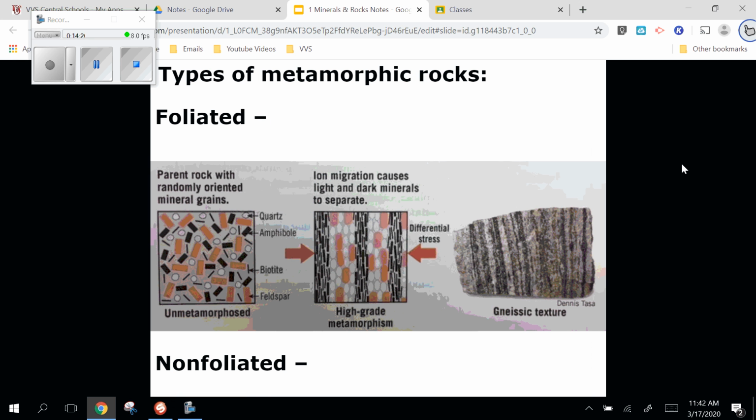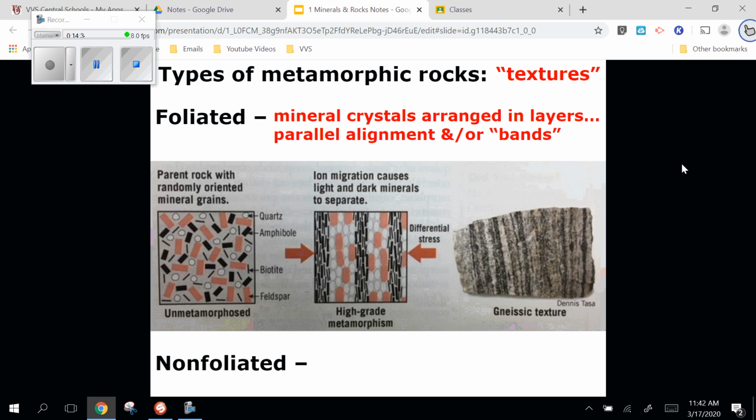Right? All right, 2 different types of metamorphic rocks, foliated, non-foliated. Right, these are our different textures. All right, foliated metamorphic rocks have mineral crystals that are arranged in layers. Okay, layers. It's either called alignment or banding. All right, this picture shows kind of in the left how they're all kind of random, and then in the middle picture, you have pressure being put on it, and so the ions migrate and separate out by light and dark, by density, so that on the right you end up with this banded texture of light and dark minerals. And if they don't do that, we just call it a non-foliated metamorphic rock.